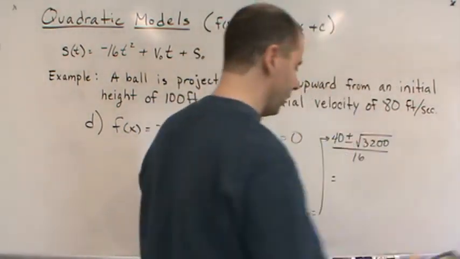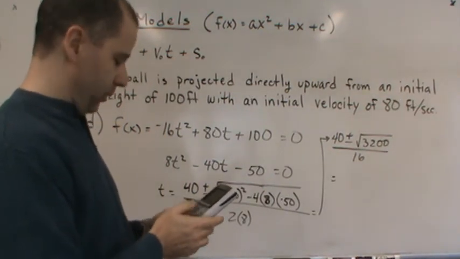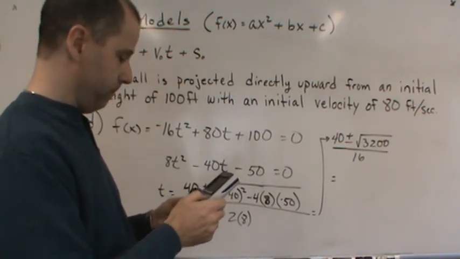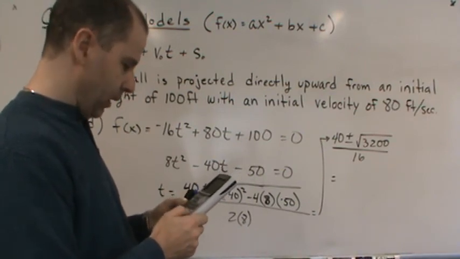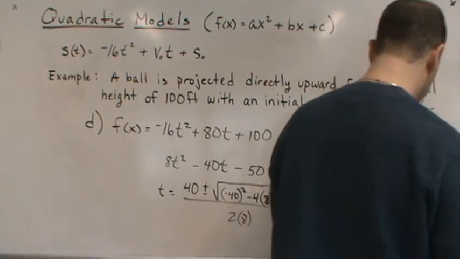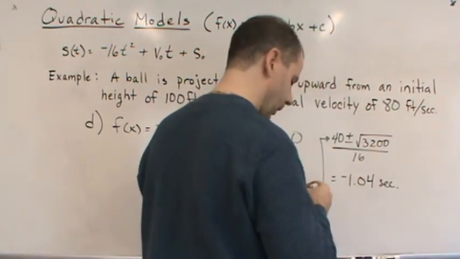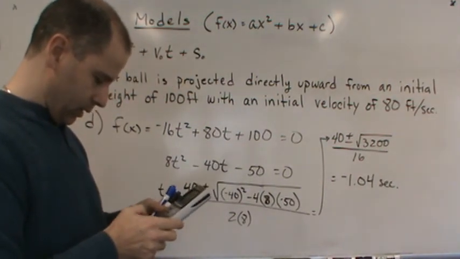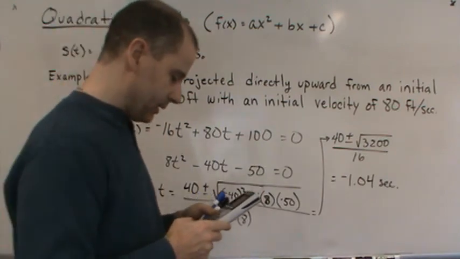So now let's find out what our two values are for t. Okay, so let's do subtraction first. So we're going to do 40 minus the square root of 3200 divided by 16. And we get negative 1.04 seconds. And now let's do plus. So we'll do 40 plus the square root of 3200 divided by 16. And we get 6.04.